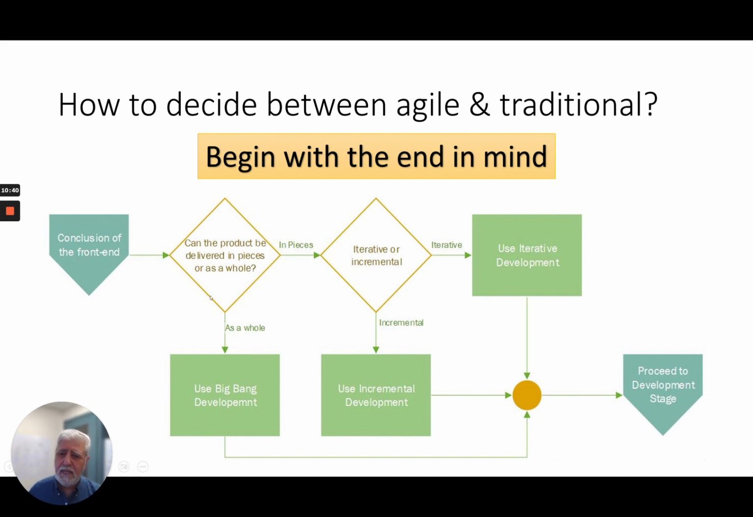And here we start with the end in mind. Let's think about the product. Can the product be delivered in pieces or only as a whole? Which means if I'm building a home, obviously there is no benefit for me to be given the foundation or the walls. I need the whole home. So in that case, we can work on the project.